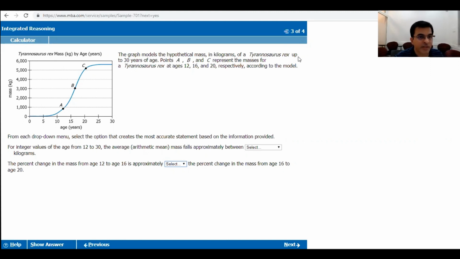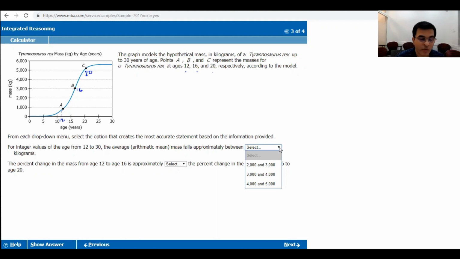Some more things given here in the narration, that these 3 points A, B, and C correspond to 12 years, 16 years, and 20 years. This is 12. In fact, you could have done that this way also by projecting it down, and that would have been 12. So they're already telling you that this is 12, this is 16, this is 20. So these are the 3 dots. And we have been asked 2 questions based on this. Okay, so you can try to solve them on your own first.